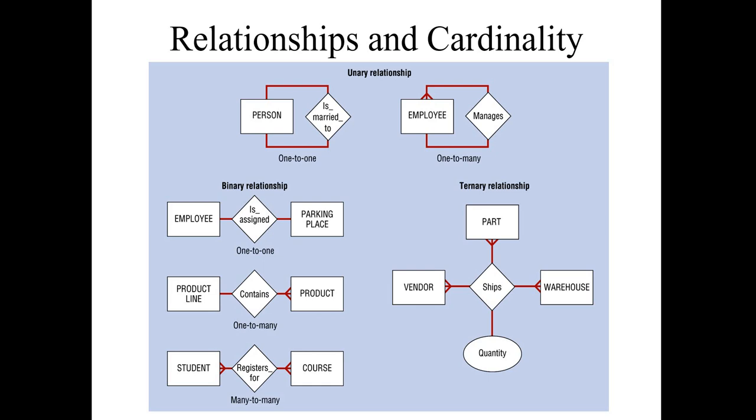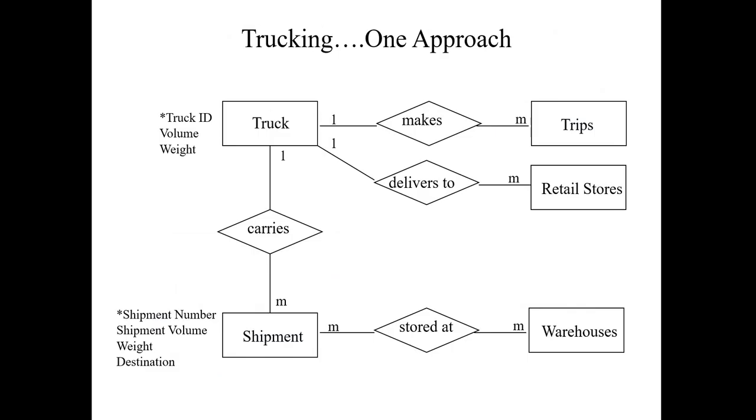Ternary relationship is what exactly you see over there. It is basically the unary relationship because there is one entity, person to person, and this is the relationship that is showing. But here there are two entities: employee and parking place, product line and product, student and course. Over here you may see part, vendor, warehouse, three entities. So that's why it is the ternary relationship.